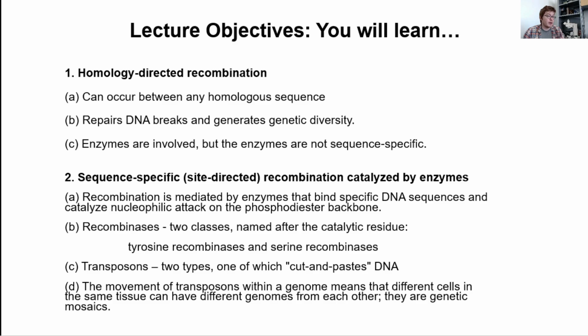In particular, we're going to be talking about homology-directed recombination. We're going to spend a lot of time on that. That's the main way in which cells repair these double-strand breaks. And then after we've learned about that, we're going to talk a little bit more about sequence-specific, or what are called site-directed recombination events that are used to perform recombination at very specific locations in the genome. And these are often associated with viruses or in selfish genetic elements that can sort of hop around and move themselves in and out of the genome. And those activities will make more sense once we've talked about homology-directed recombination.